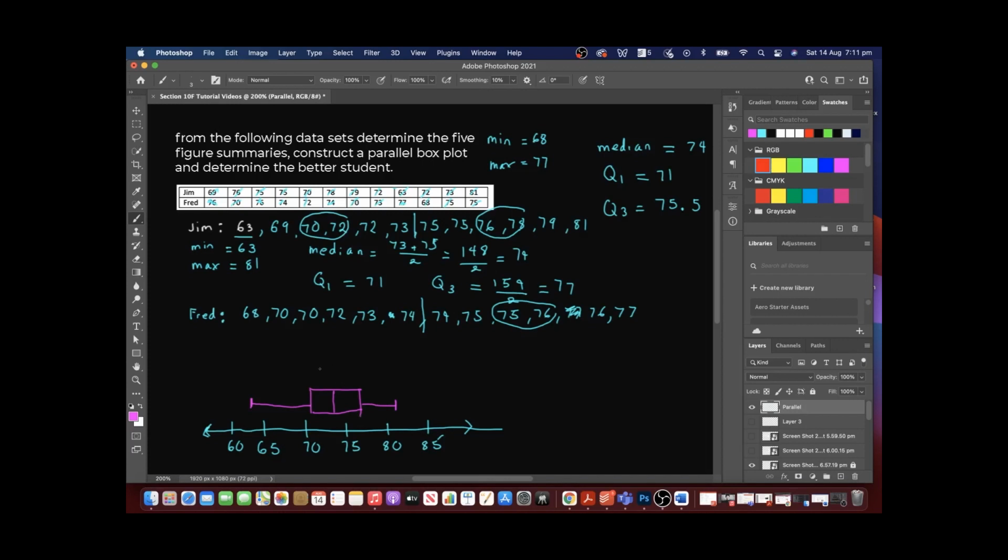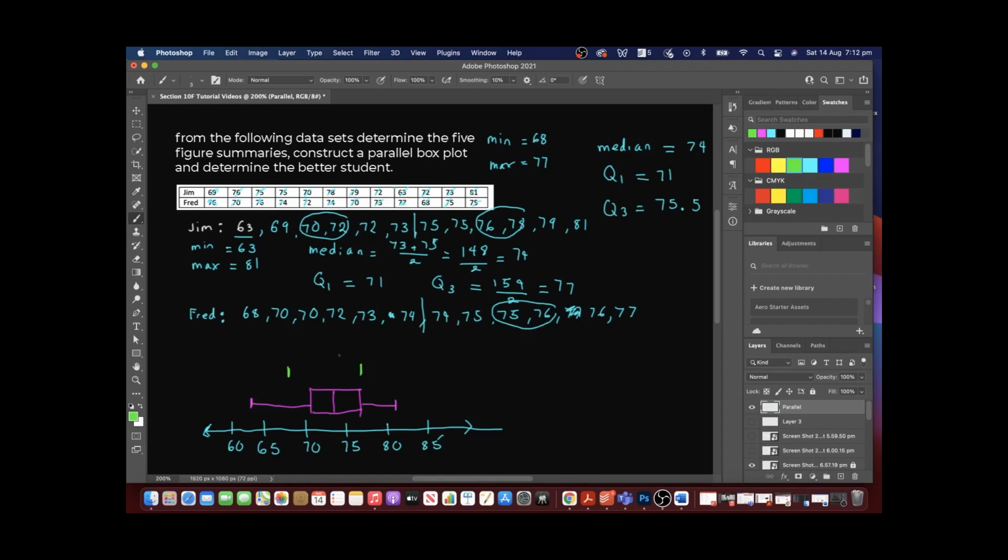So the next one we have to do is Fred's. So Fred had a minimum score of 68. So we'll do Fred in green. 68. Something like here. And then he had a maximum score of 77. So we've already said that 77 is here.